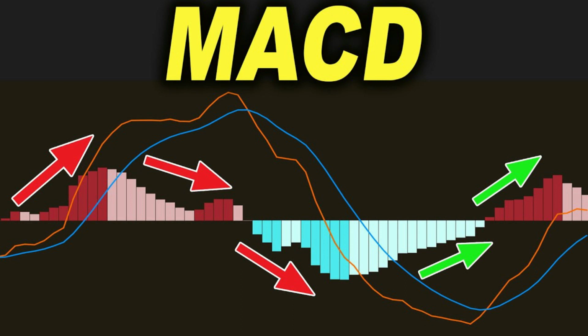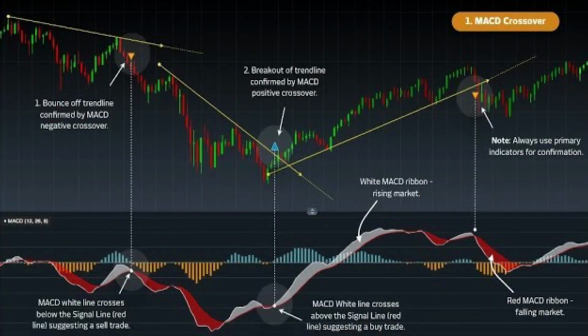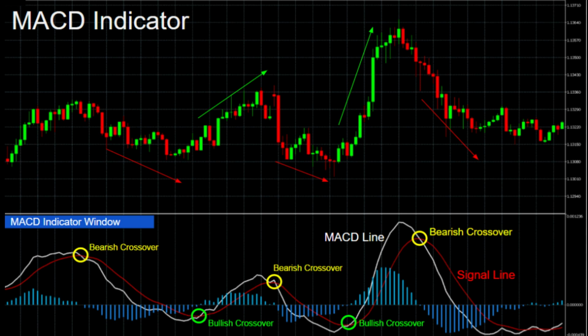Applications of the MACD indicator. The MACD indicator has a variety of applications in technical analysis. It can be used for the following: identifying the direction of price movement, determining the strength of the trend, detecting potential changes in the trend, identifying entry and exit points for trades.